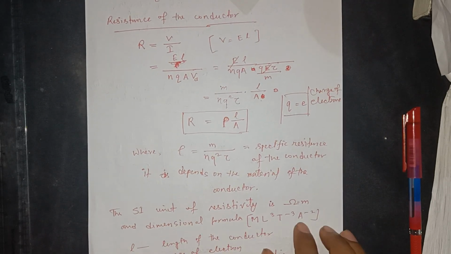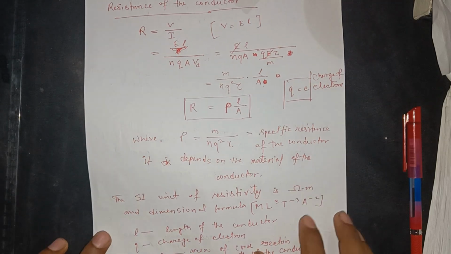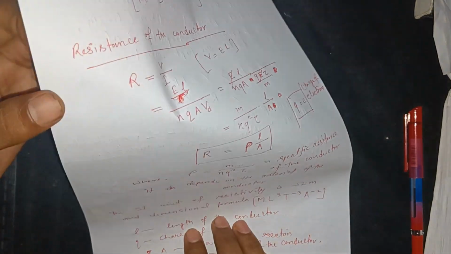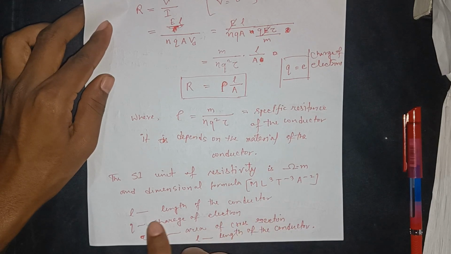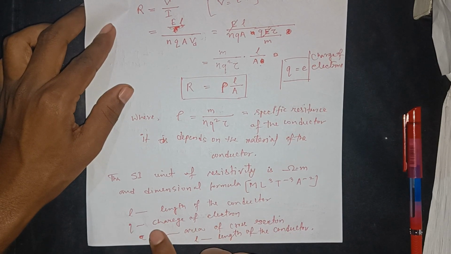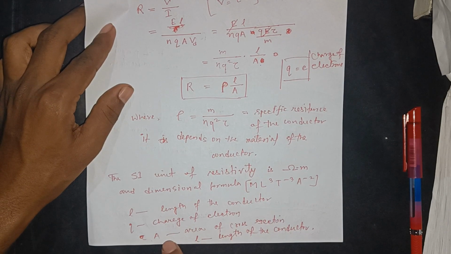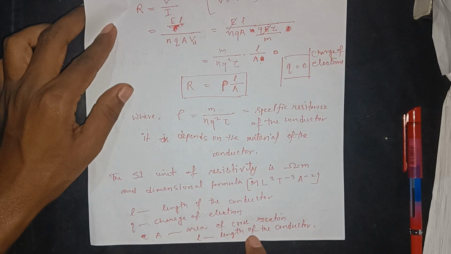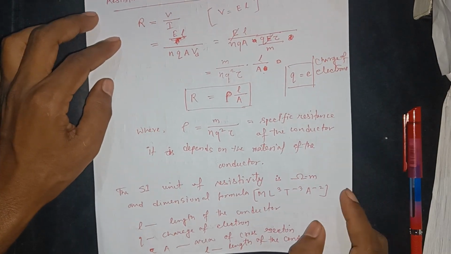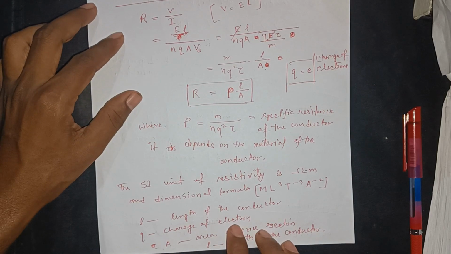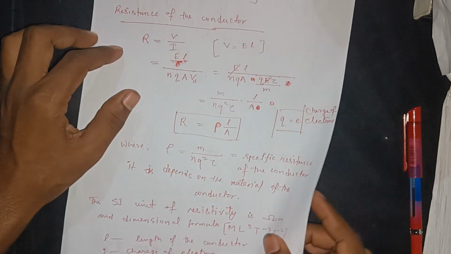The SI unit of resistivity is ohm meter and the dimensional formula is ML³T⁻³A⁻². L is the length of the conductor, A is the area of cross section, and q is the charge of the proton or electron.